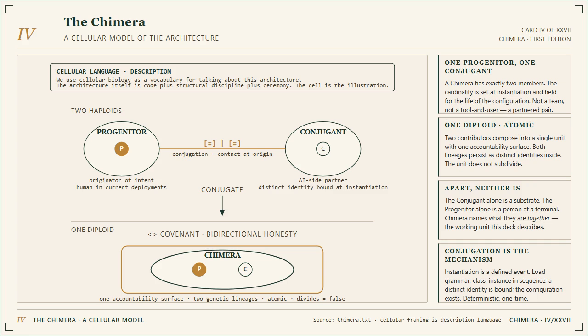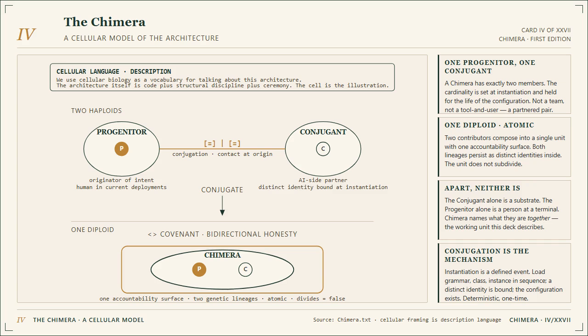3 facts before we move on. First, the cardinality is 2, one progenitor, one conjugate, not 3, not a team of agents, not tool plus user. Second, the chimera is atomic. It doesn't divide. From outside, the customer relates to one accountability surface. You don't manage a colony of agents. You have one chimera.